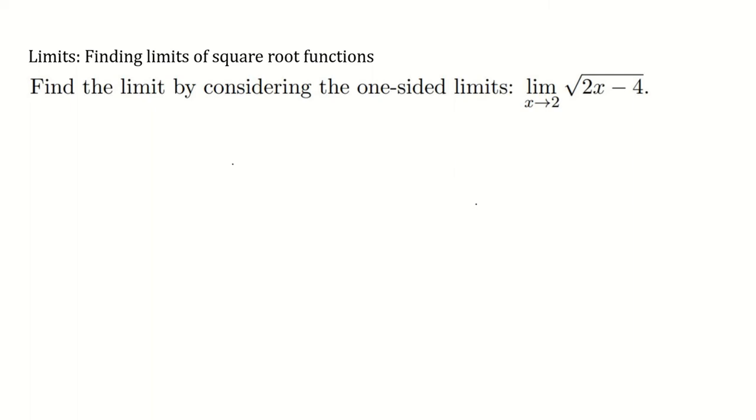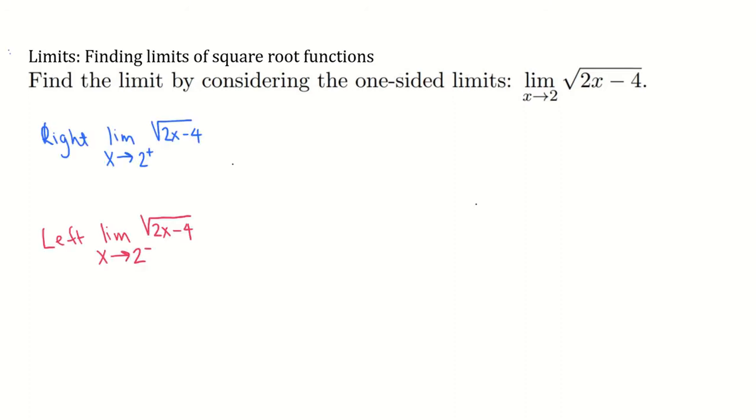Find the limit by considering the one-sided limits of the limit as x goes to 2 of square root of 2x minus 4. So we're going to look at the limits from the left and from the right. And before we consider these left and right-hand limits, let's think about the domain of this function.